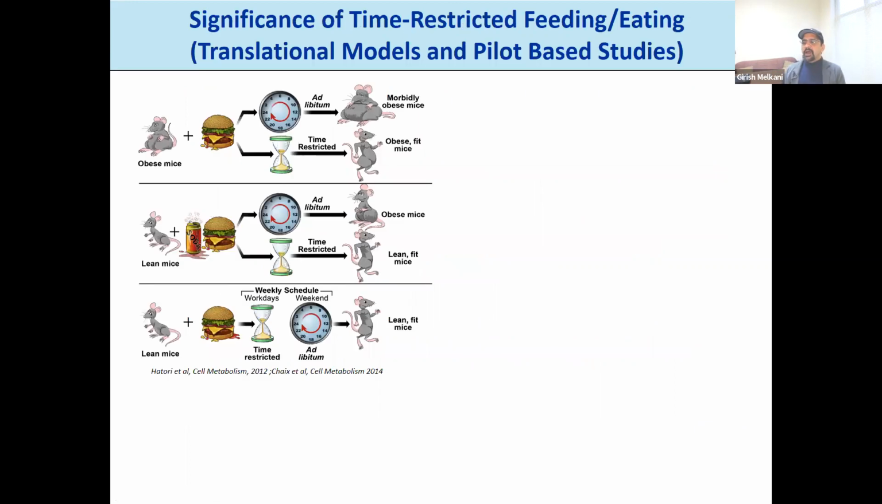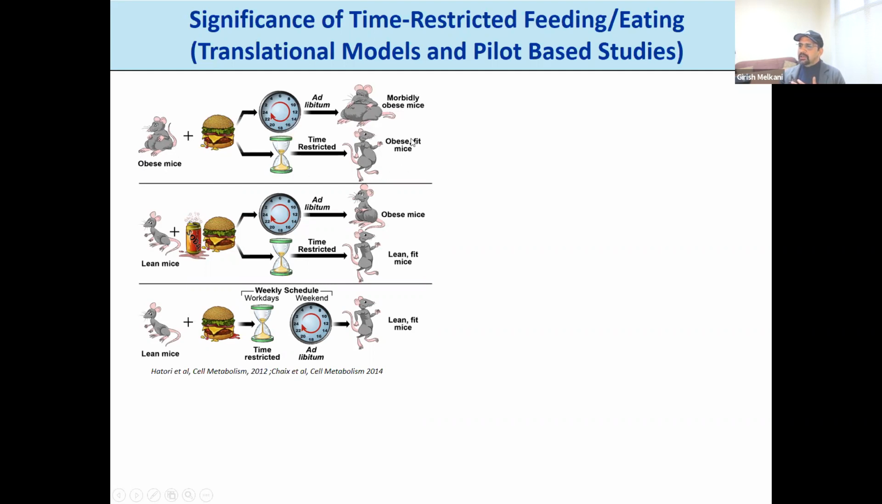Whatever I said was in the fly model, and most of you work in vertebrate models. So I just want to highlight some of the work done in vertebrate models, and even in a pilot human study we had. What I'm trying to show here is an obese mouse. If you feed obese mice a high-calorie diet under ELF, they will have really fast morbidity and become more obese.